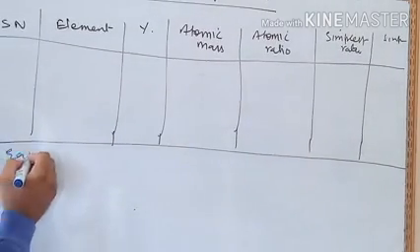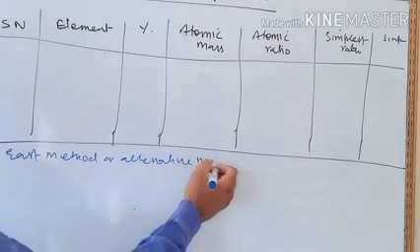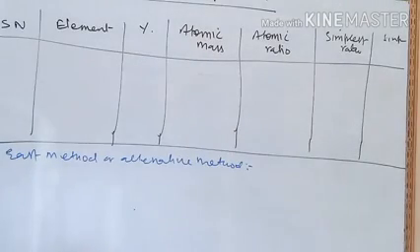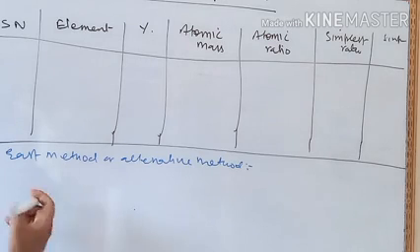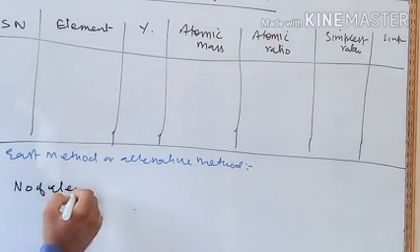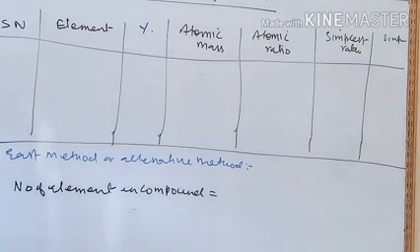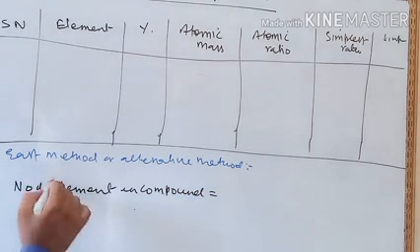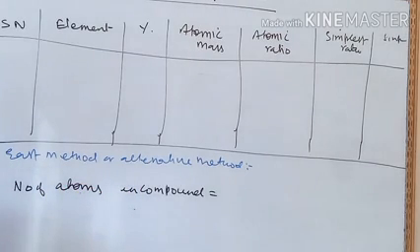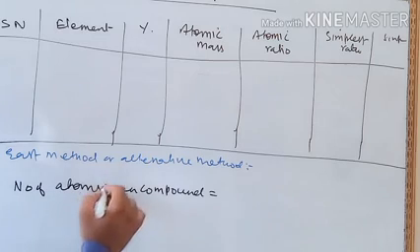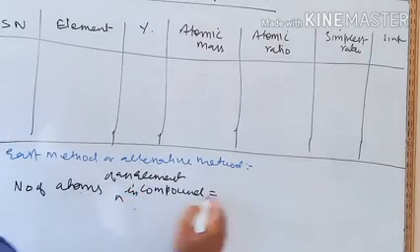This is the alternative method, the easy method, to calculate the number of atoms of an element in a compound. So children, the same we are doing here.